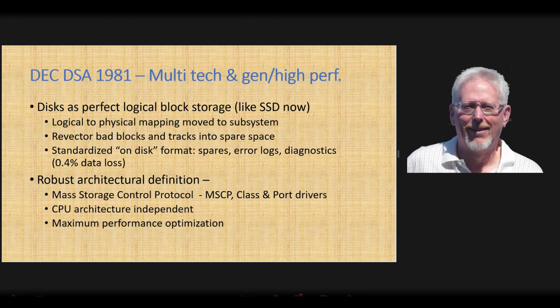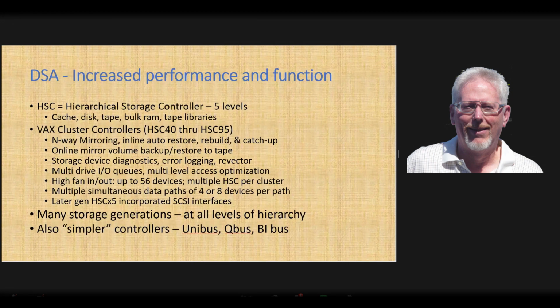And it's interesting to see that it was 15 years later that this became something more in the mainstream. There was a robust architectural definition of the mass storage control protocol. The architecture was really CPU independent, and we did maximum performance optimization in the primary large system controller, which was the HSC, or hierarchical storage controller. It was envisioned and actually implemented over time to have 5 levels of storage in the control unit: cache, the disk drive itself, tape, bulk RAM, and tape libraries. And all were connected over time to the HSC family.